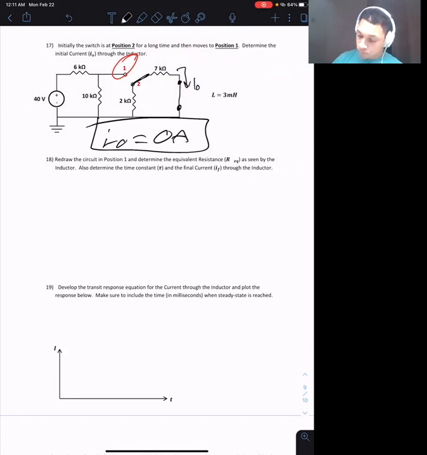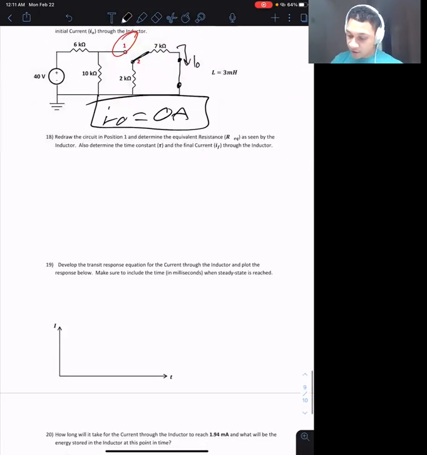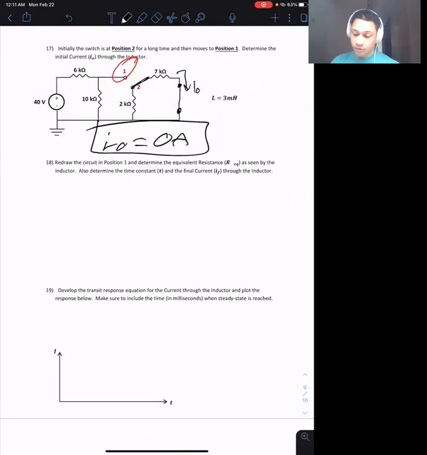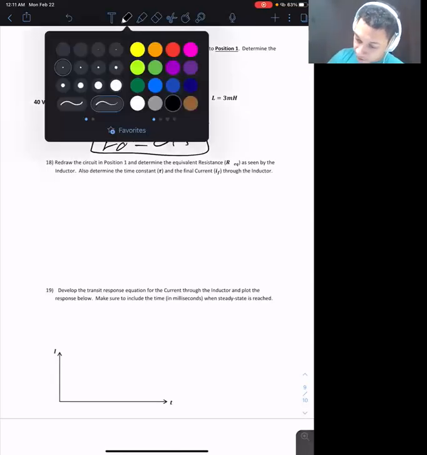Next step, we're going to redraw the circuit in position 1. And then we're going to find REQ for the inductor. We're going to find the time constant for the inductor. And finally, we're going to find the final current that the inductor will be at after it reaches steady state. So let's redraw the circuit.